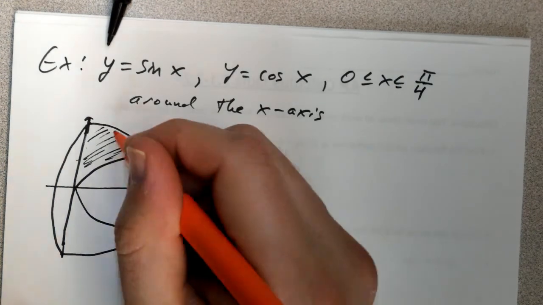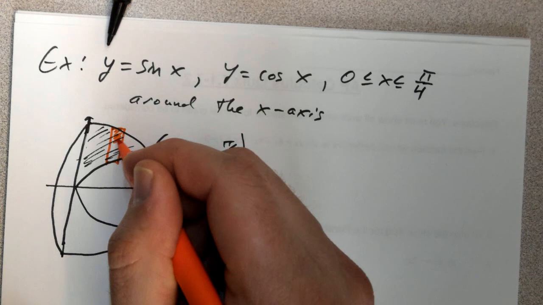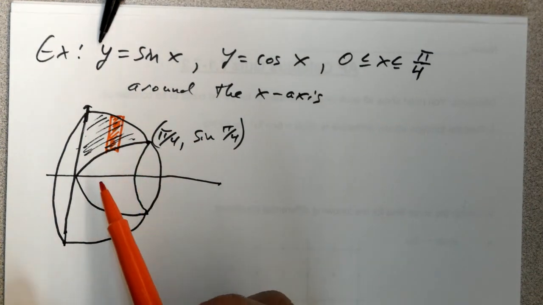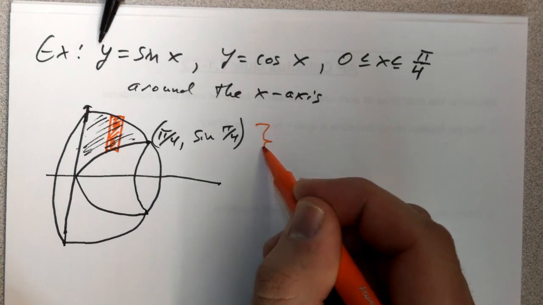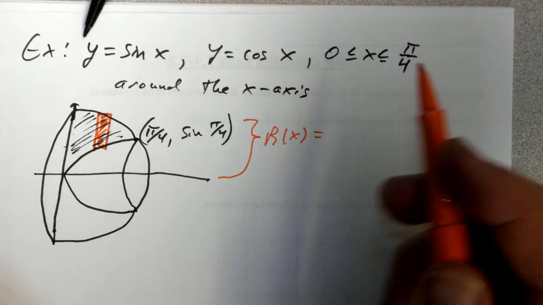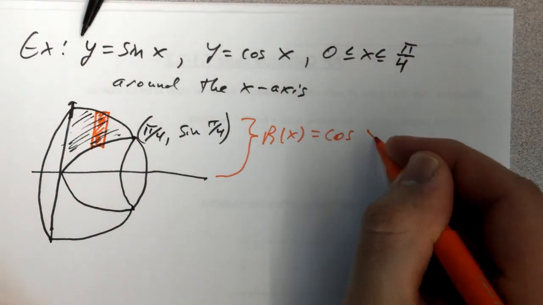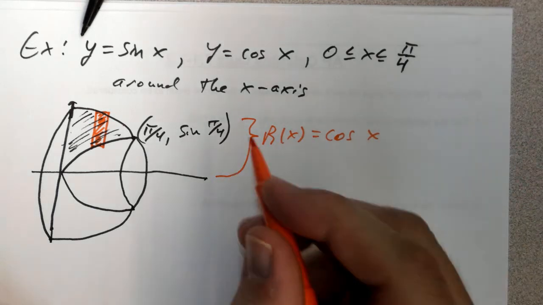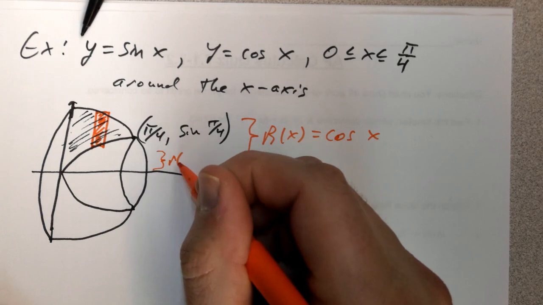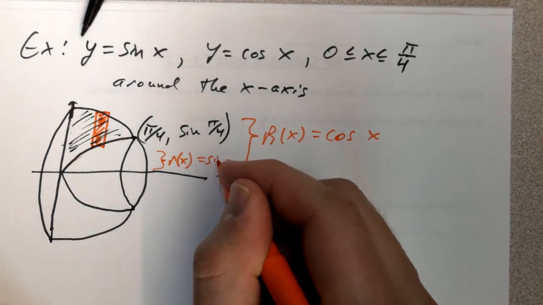I will sketch in the representative rectangle here. And actually, if you don't know what method to use, you can just start off by sketching in the rectangle. You'll see that when you spin one rectangle, you're not going to get a disk, you're going to get a washer. And so you go for the outside radius, capital R of x, which is equal to, let's see, this top function, which is cosine of x. And then little r, the inside radius, is going to be defined by this function here, which is sine of x. So little r of x is equal to sine of x.